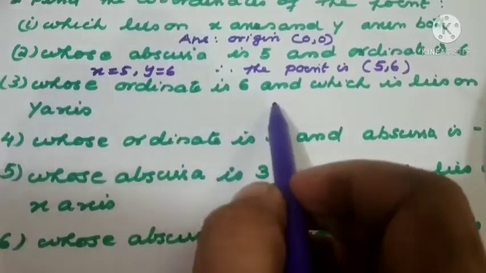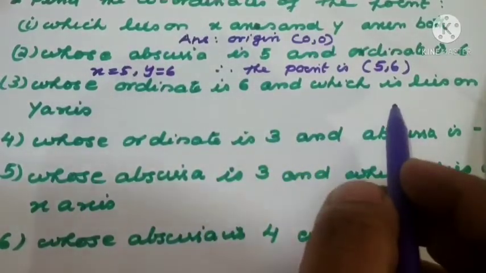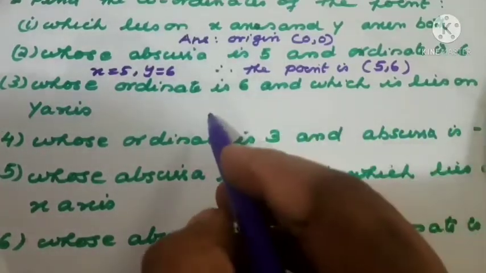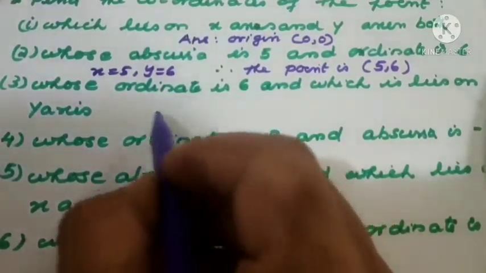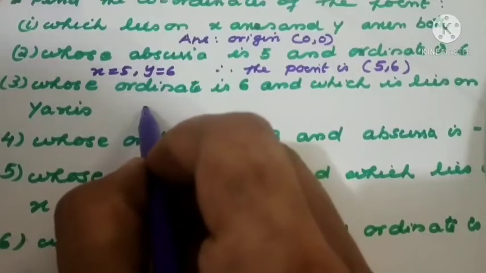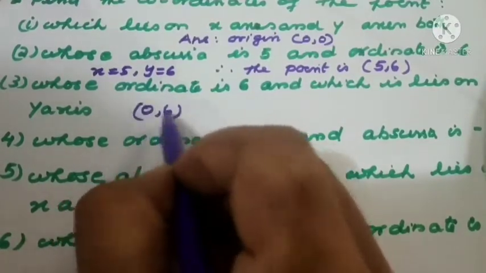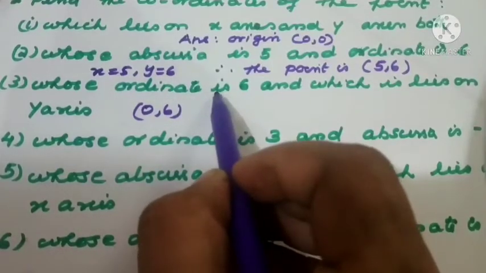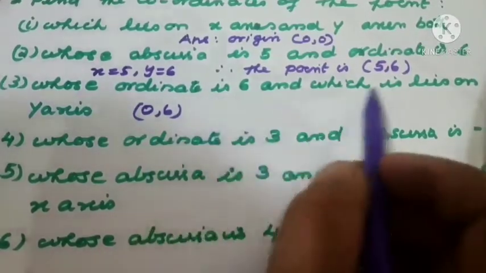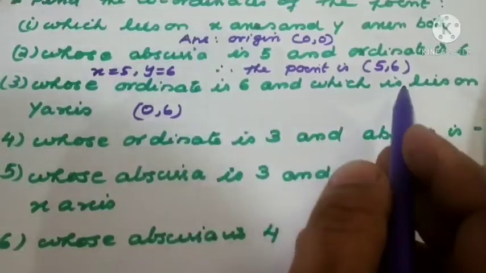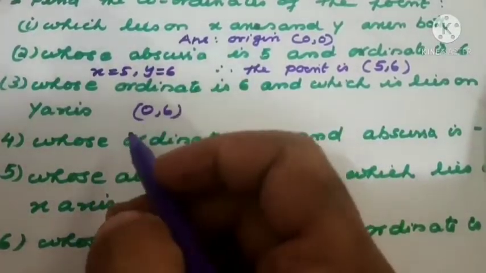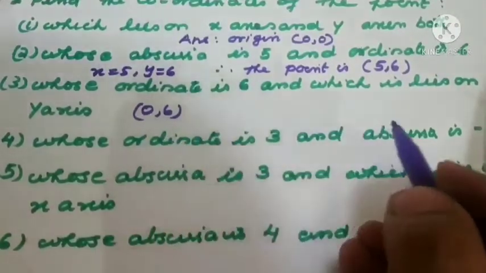Whose ordinate is 6 and lies on the y-axis. Lies on the y-axis means what is the condition for x? x equals 0. So we should write the point as (0, 6). Now it is clear, ordinate is 6. Ordinate means which value? It is y only. So we can write y is 6, and lies on the y-axis means the x coordinate is 0. So the point is (0, 6).